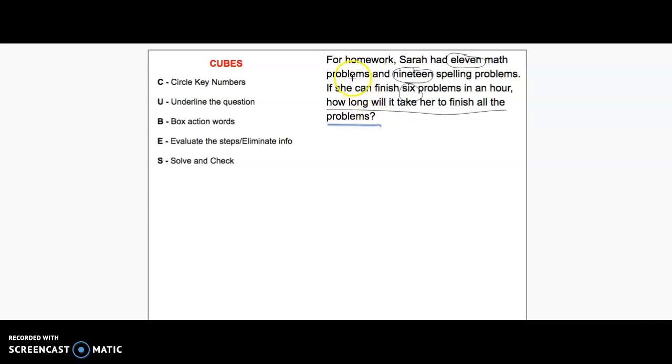For homework, Sarah had 11 math problems and 19 spelling problems. If she can finish 6 problems in an hour, how long will it take her to finish all the problems? So we circled the key numbers, we underlined the question, and we have boxed the action words. Next, we want to evaluate the steps.